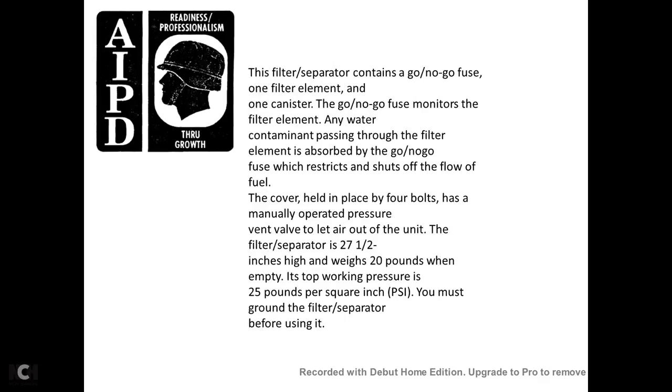The filter separator contains one filter element and one canister go-no-go fuse. The filter element coalesces the water, and contamination passes through the filter element and is absorbed by the go-no-go fuse, which restricts and shuts off the flow of fuel. The cover is held in place by four bolts, and there is a manually operated pressure vent valve. The unit is 27.5 inches high and weighs about 20 pounds when empty. The top working pressure is 25 pounds per square inch, and you must ground the filter separator before using it.